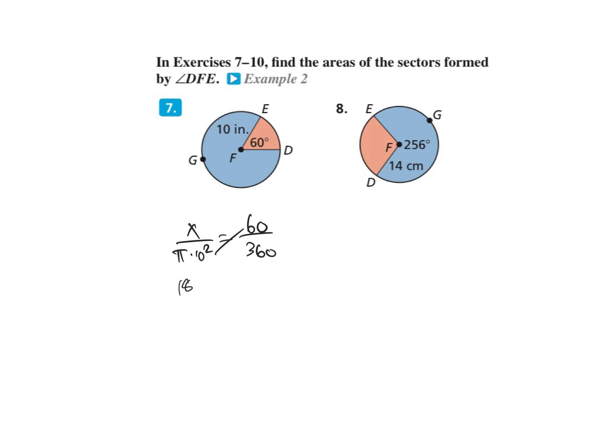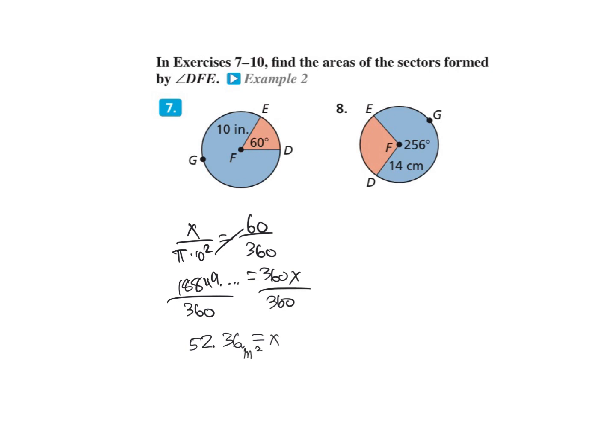And that's 18849 point something equals 360x. So we divide by 360. Okay, so divide by 360 on your calculator, and you get 52.36 for the red section. Okay, and that's square inches.